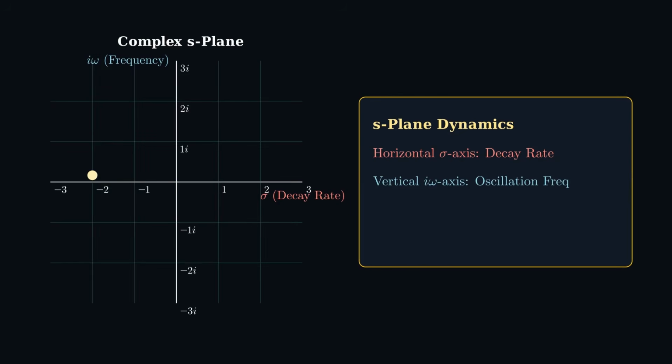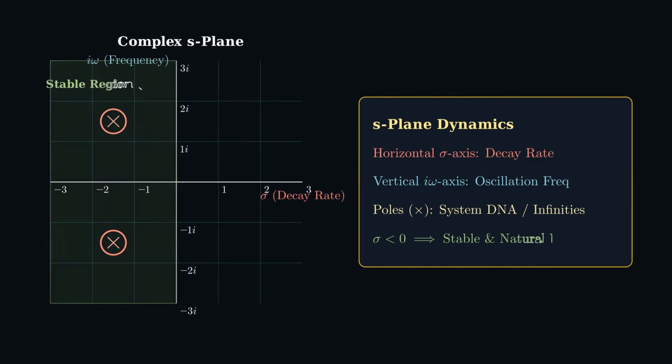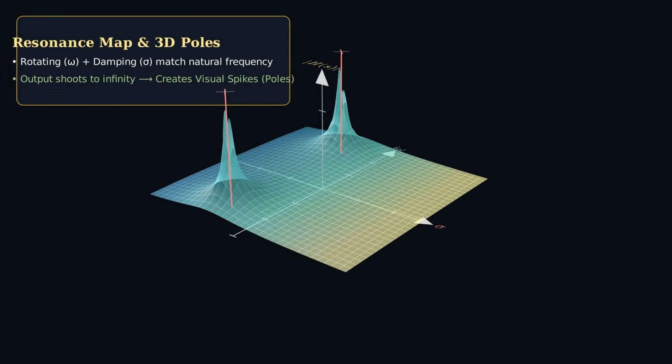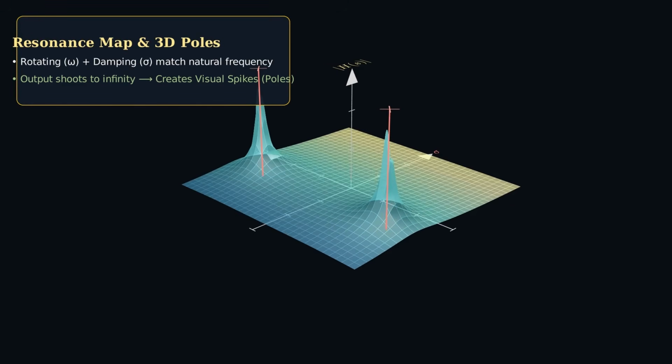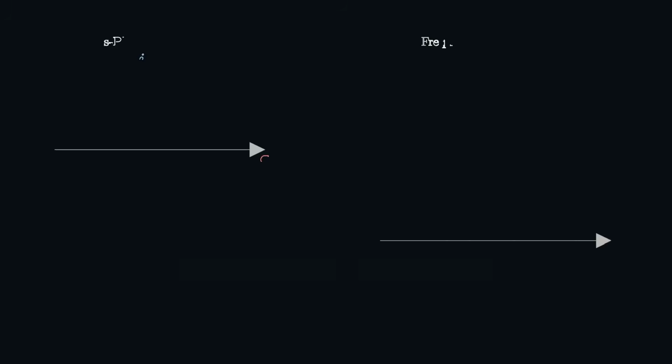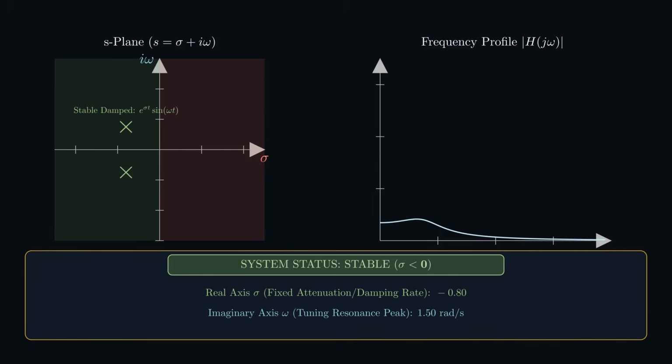At coordinates where our winding matches the signal's natural behavior, the output shoots to infinity, creating visual 3D spikes called poles. A pole's vertical position omega reveals the system's vibration frequency, while its horizontal position sigma tells us if it's stable, decaying on the left, or exploding, growing on the right. Think of a pole's position on the S-plane like an engine's blueprint. The vertical height tells you how fast the system naturally vibrates, while the horizontal position instantly predicts if it will smoothly settle down or explode out of control.